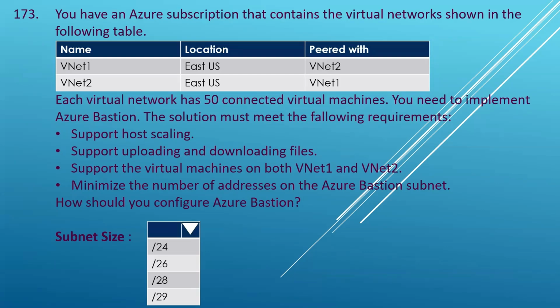And the first part is regarding subnet size. And your options are subnet mask of 24, 26, 28, and 29. And folks, the correct answer here is subnet mask with 26. Let's head to Microsoft documentation to understand the factors that led to choosing 26 subnet mask as the correct answer.